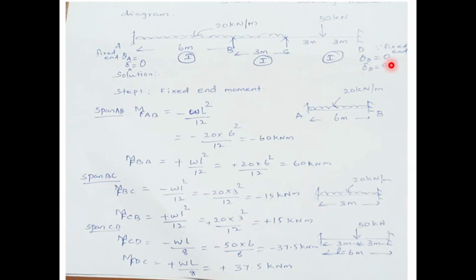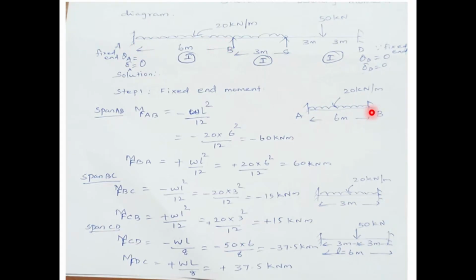And in this problem, the support B settles by 10 mm. Okay, settlement is given. That is, delta is given at support B. The effect will be on BA member and BC member. Okay, right. Now we'll apply the first step, fixed end moment. Right. So for that, we have to consider each member separately, apply the load, fix both the ends, and apply the formula. Right. So let us consider AB member.